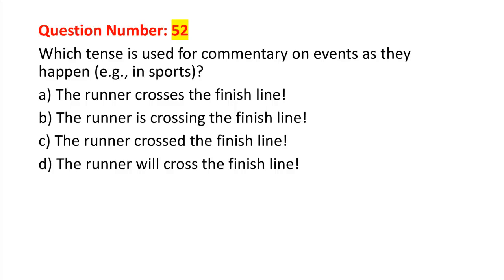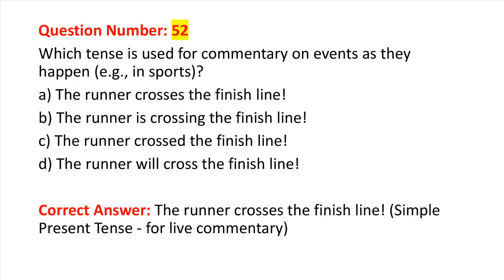Question number 52. Which tense is used for commentary on events as they happen, example in sports? A. The runner crosses the finish line. B. The runner is crossing the finish line. C. The runner crossed the finish line. D. The runner will cross the finish line. Correct answer, the runner crosses the finish line. Simple present tense, for live commentary.